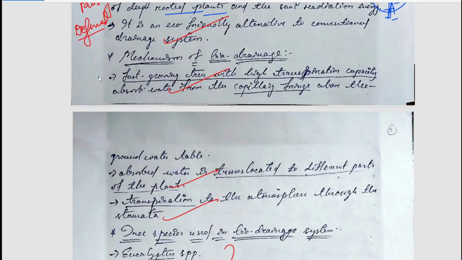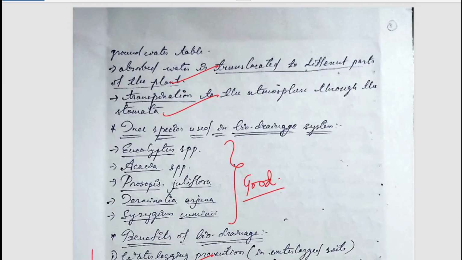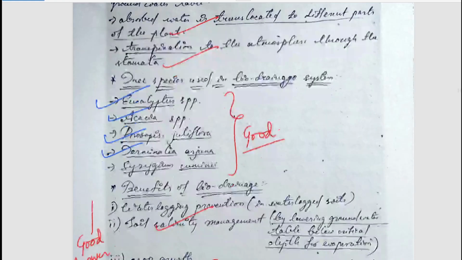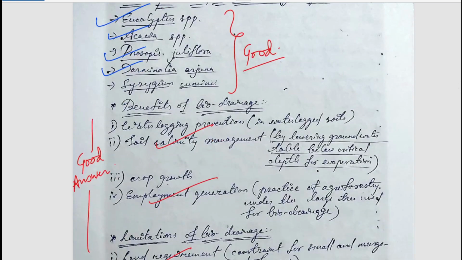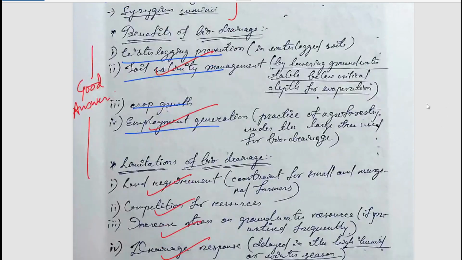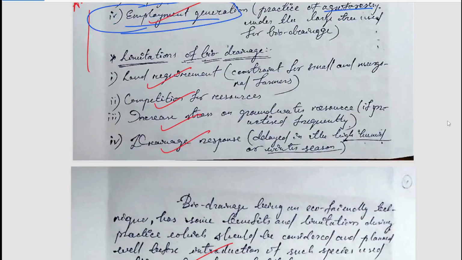Mechanism has been mentioned, that fast growing trees with deep roots can be used here. You can simply pause and read it. The tree species have also been mentioned, such as Eucalyptus, Acacia, Prosopis juliflora, Terminalia arjuna. So all these are species which can be used here. Benefits have been mentioned: waterlogging prevention, soil salinity management, crop growth, employment generation. Employment generation is a very good point here, because through biodrainage you will plant trees which could also act as agroforestry. So through that you can gain some employment.